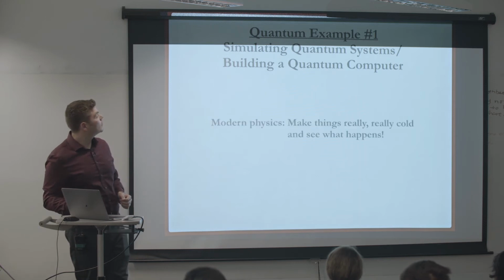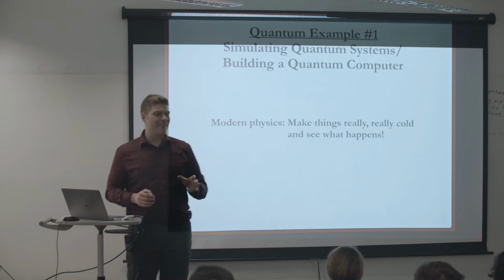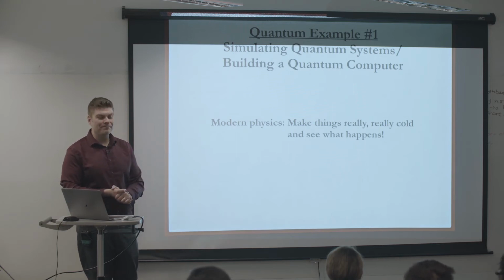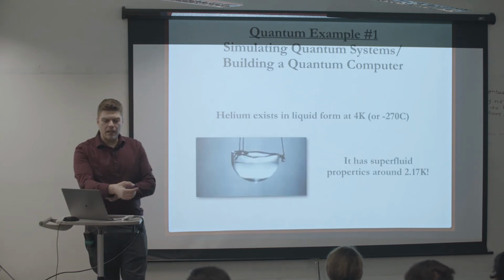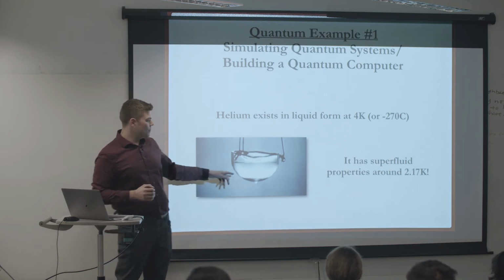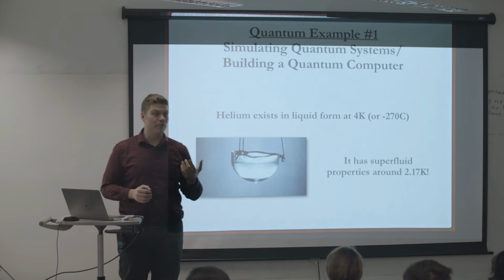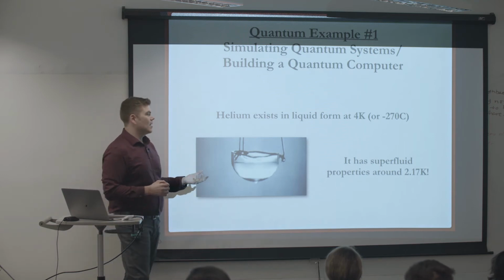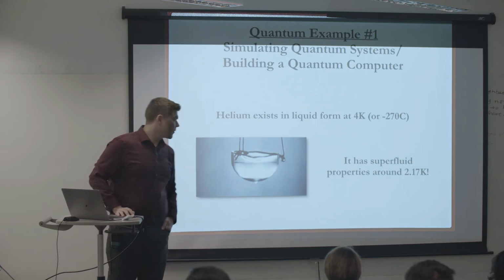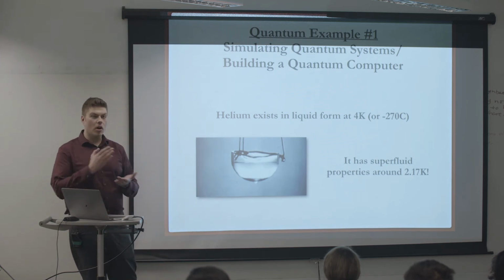So here's a snapshot of modern physics: make things really, really cold and see what happens. Of course, this doesn't do physics justice, but there's some truth in that. Here are some neat things that happen whenever physicists start making things cold. This is helium. Helium is usually not a liquid. But if you cool it down to 4 K, which is really cold, it'll turn liquid. And if you cool it a little bit more to 2.17 Kelvin, then it turns into a superfluid. What's a superfluid? Well, it's a fluid that has 0 viscosity, like hard 0.